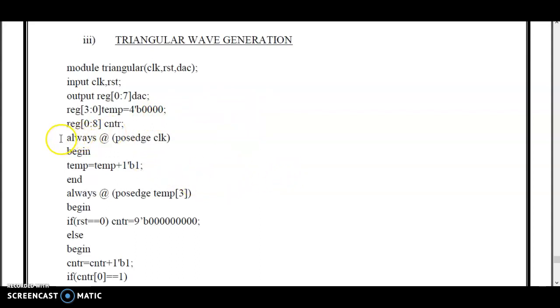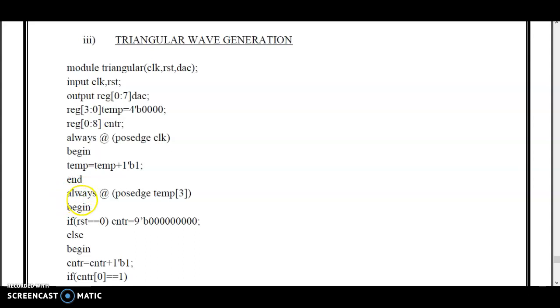Now the next block represents clock division. Always at posedge of clock begin, temp is equals to temp plus 1 end. Now because the speed of clock is very high, we need to use clock division block. If we don't use clock division block, then we won't be able to observe the changes in the output because of the high speed of the clock. Therefore, we need to write this block.